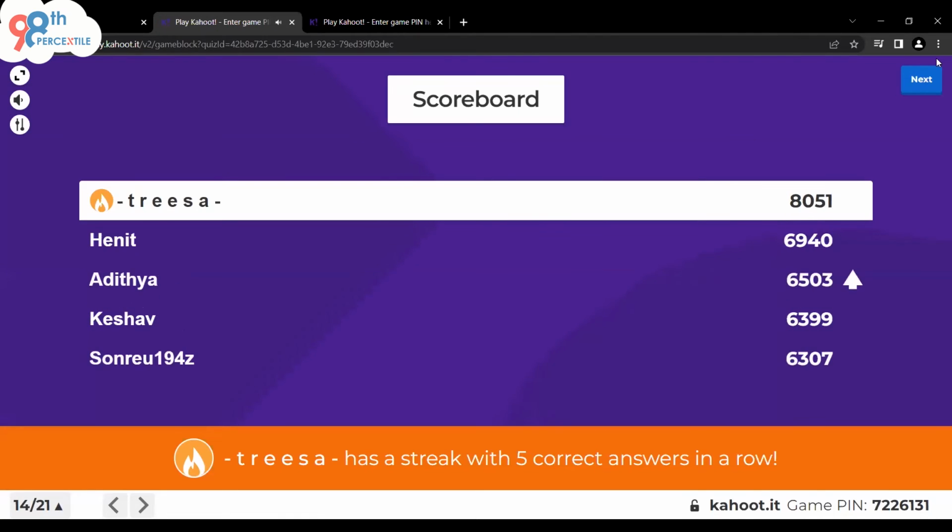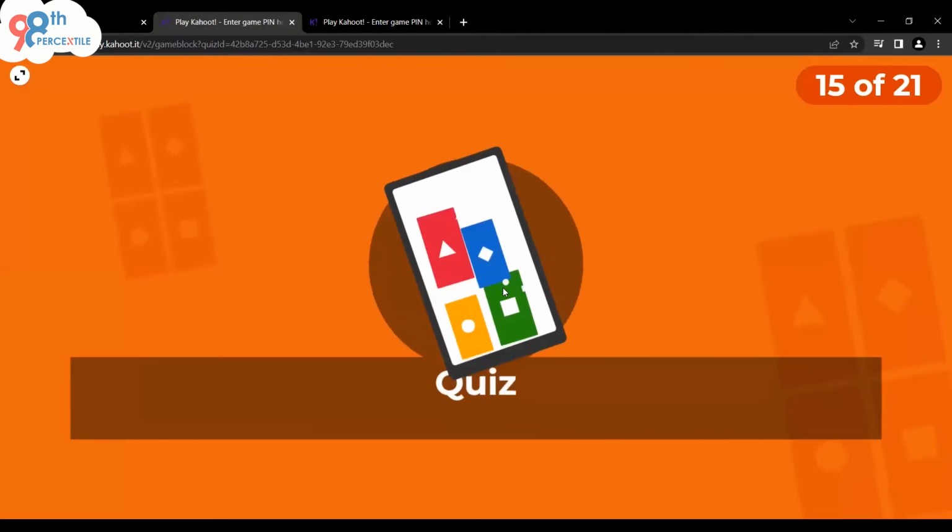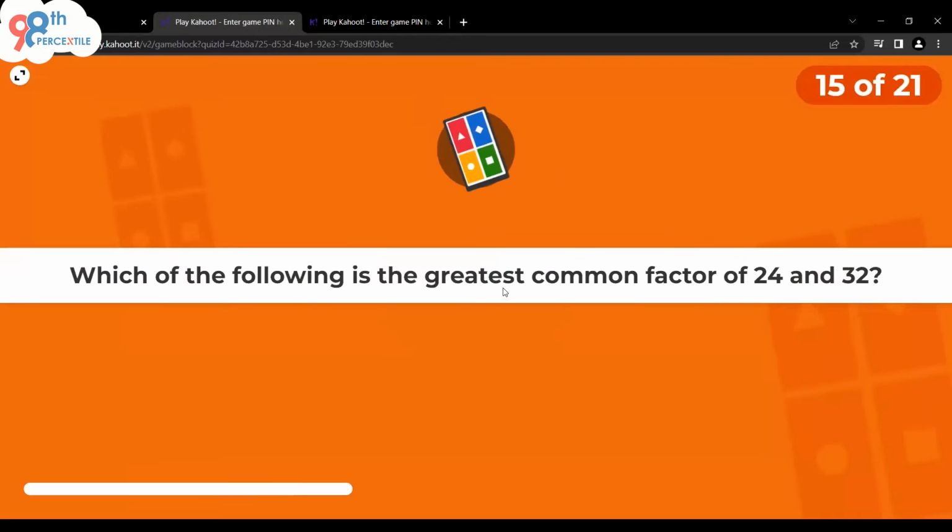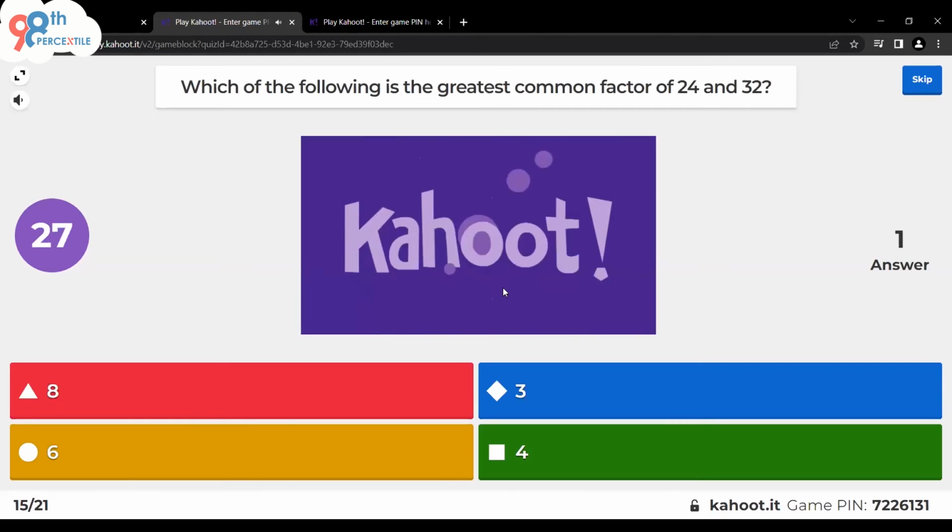So let's have a score. Look at the scoreboard. Aditya coming in pretty fast. That's nice. And let's move ahead. Which of the following is the greatest common factor of 24 and 32? This should be pretty easy.